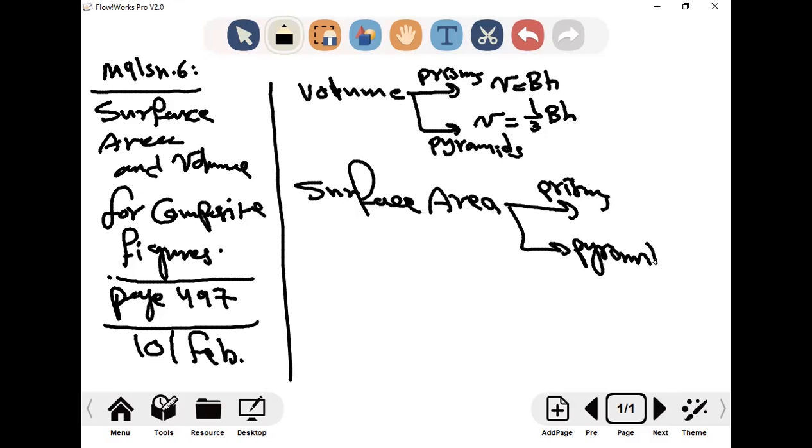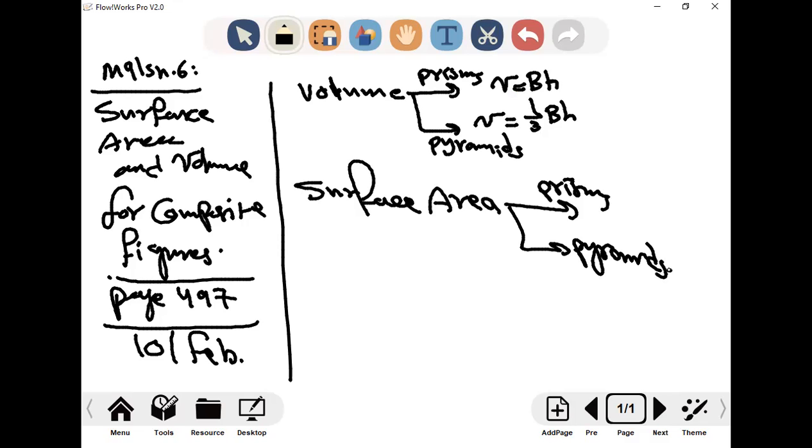And there are no specific formulas for surface area. Each figure has its own way to solve. Now, we took, for example, the volume for the rectangular prism by itself, the volume for a triangular prism by itself, and the volume for a triangular pyramid.